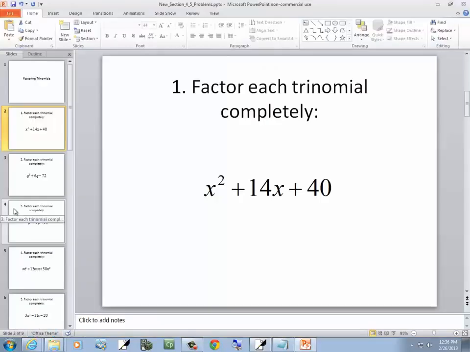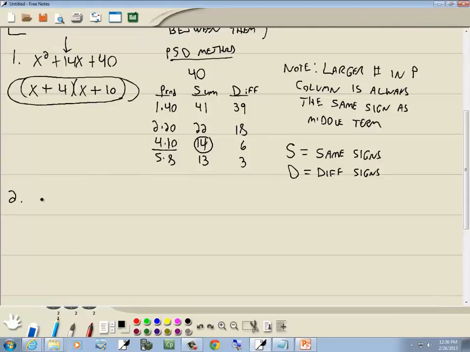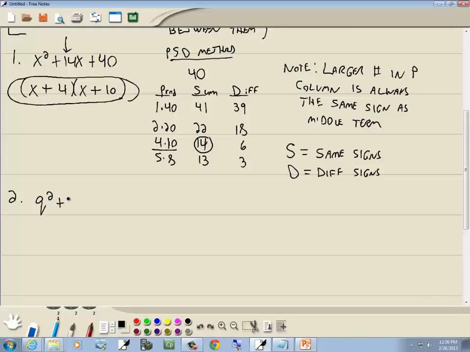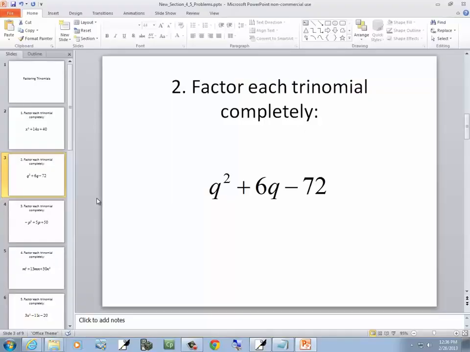Okay, let's look at another problem. This is a different variable, but still the same idea. It's q squared plus 6q minus 72.